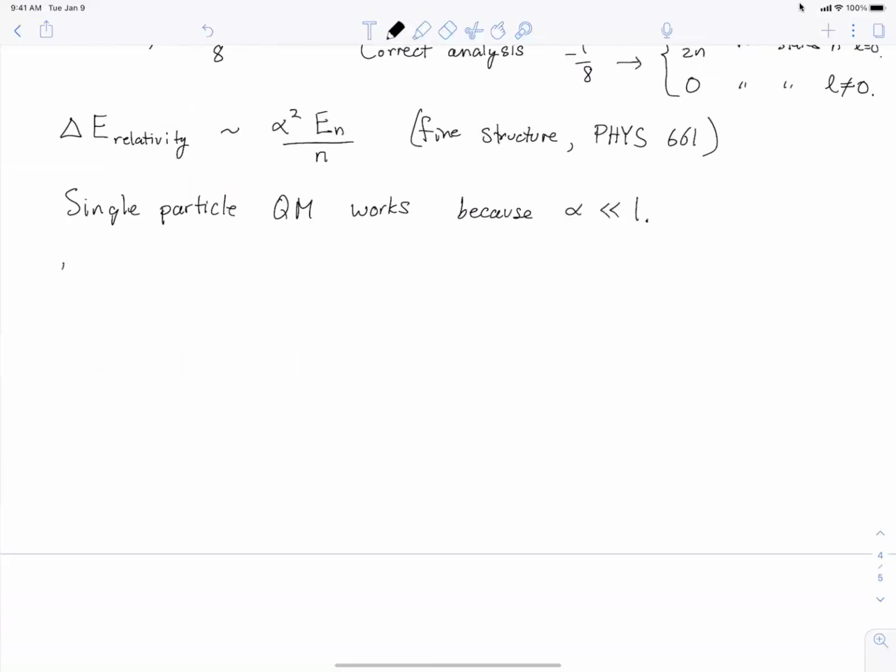Okay, another thing you can talk about is what's the velocity of the electron in the hydrogen atom.